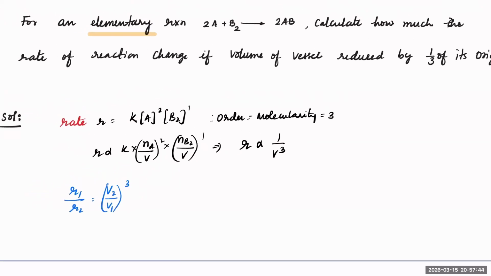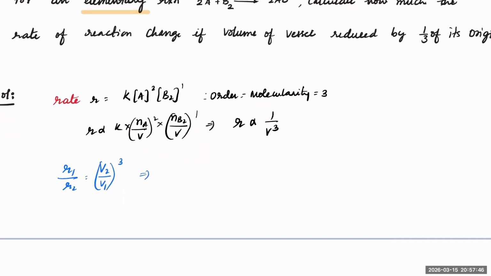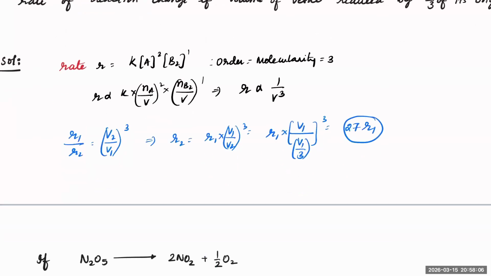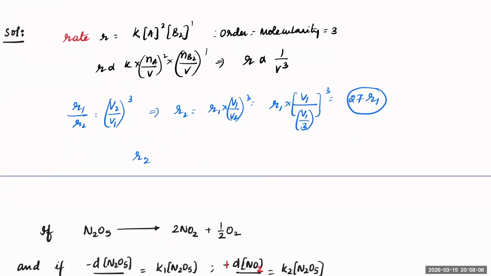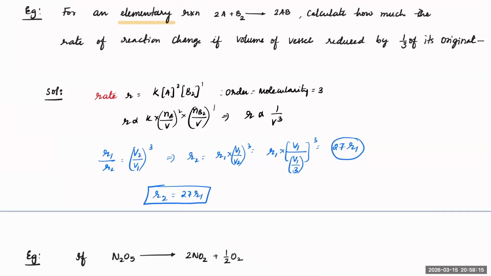So I need to check how much the rate changes. That means I need to figure out R2. So R2 is equal to R1 times V1 by V2 whole cube. So you can see R1 into V1 by V2, where volume was reduced to 1/3 of the initial volume, so that overall raised to power of 3. That means it is 27 times R1. So R2 will be 27 times more than that of R1.